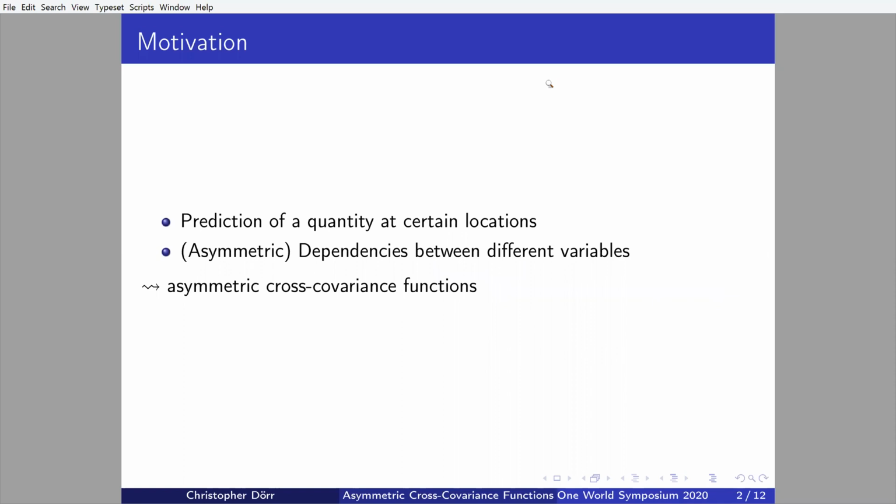Let me start with a brief motivation. There's a great interest in making good predictions for different quantities in various branches. For example, we can think of the amount of raw materials in certain locations. As there are usually dependencies between the variable of interest and other ones, it is natural to include this additional information, namely the cross-covariances, in our predictions. Therefore, the focus turns to the construction of valid multivariate covariance models, and in particular to asymmetric ones, as asymmetric dependent structures are often observed in practice.